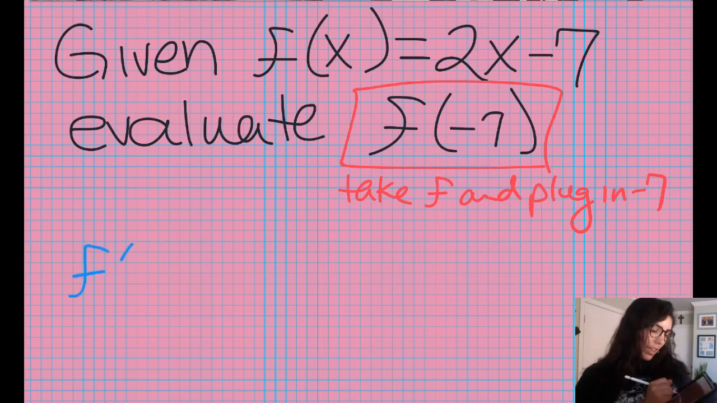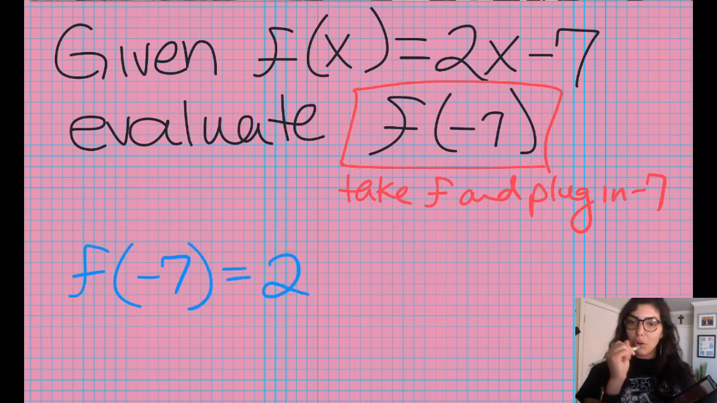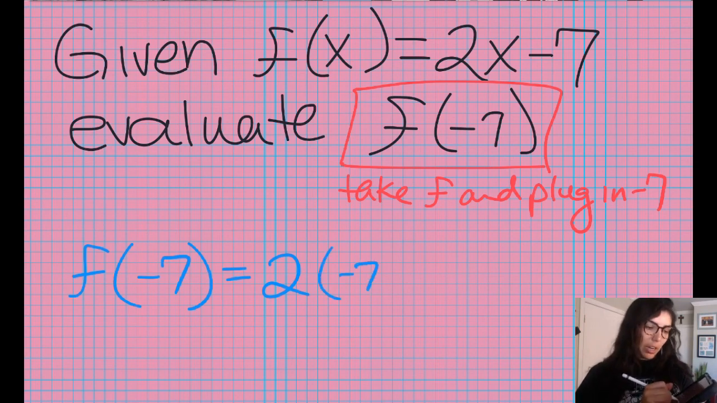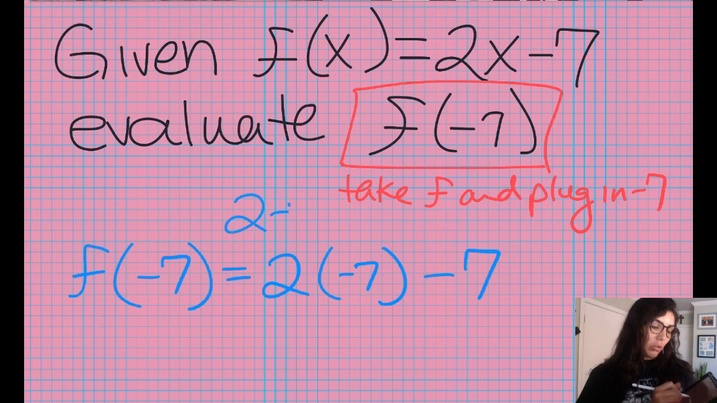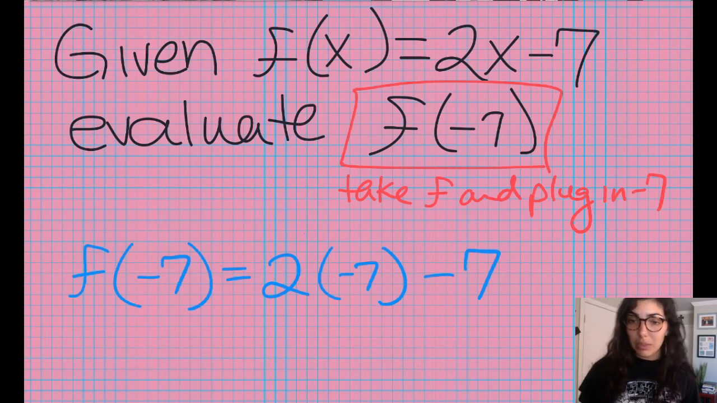Here we have f of negative 7 instead of x equal to 2x minus 7. Now, I don't want x's anymore. In the space of the x, I'm going to put a negative 7. Now I put it in parentheses because if I had just put 2 and negative 7, that would have looked like 2 minus 7 instead of 2 times negative 7. So we don't want that. Use parentheses when substituting stuff in.